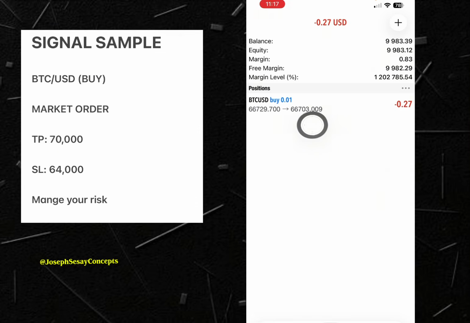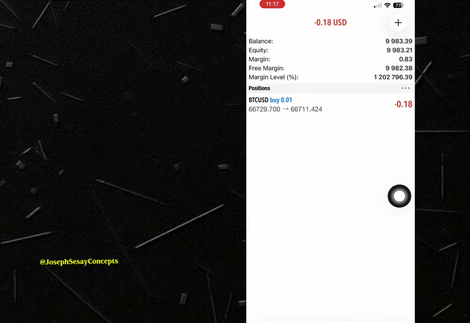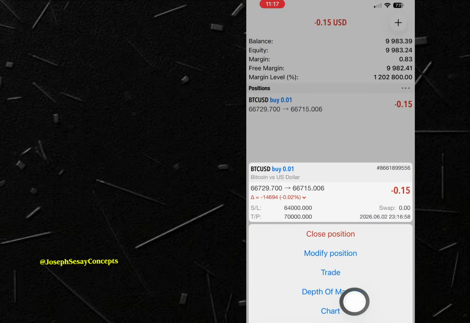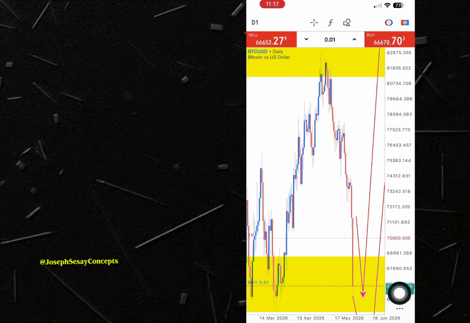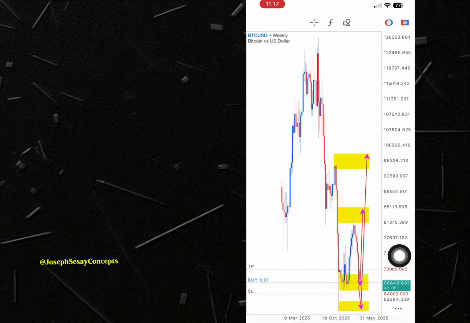All right, if you tap this signal now, what is going to happen? You are seeing SL is 64,000, the one you received, and TP is 70,000, the one you also received. You are now in the trade. For you to confirm this, you can also tap the Trade and go to Chart. When you go to Chart, you are going to see this. You are also going to see this on the screen.